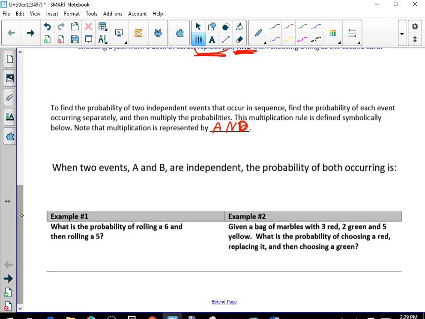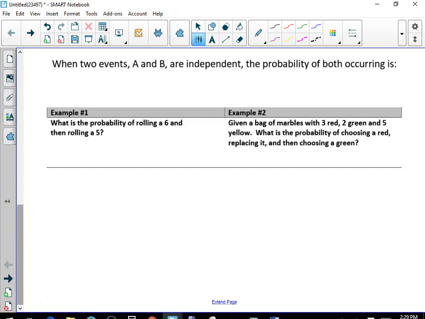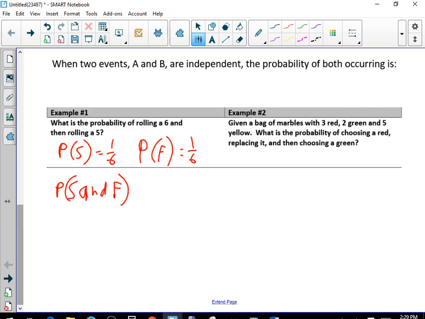So, what is the probability of rolling a 6 and then rolling a 5? Okay? Well, the probability of rolling a 6 is 1 out of 6, on a normal 6-sided die we're talking about here. The probability of rolling a 5 is also 1/6. So the probability of S and F both occurring is the probability of S times the probability of F. So 1/6 times 1/6, which is 1/36.